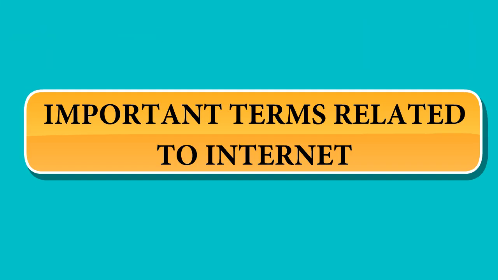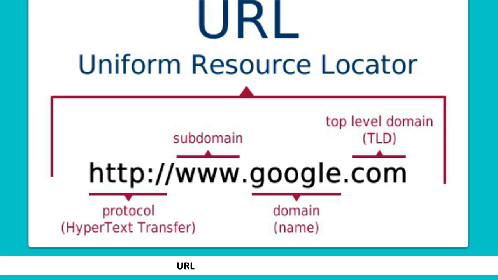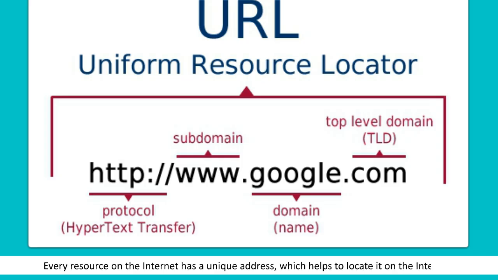Important terms related to Internet. Some of the important terms related with the network and Internet are as follows. URL, Uniform Resource Locator. Every resource on the Internet has a unique address, which helps to locate it on the Internet. This resource can be a web page, website, document, or program. This address is known as URL.